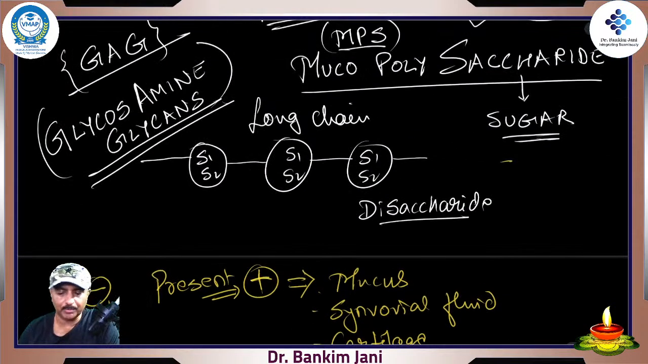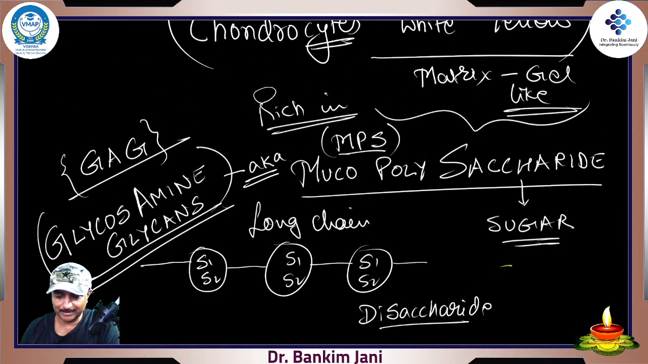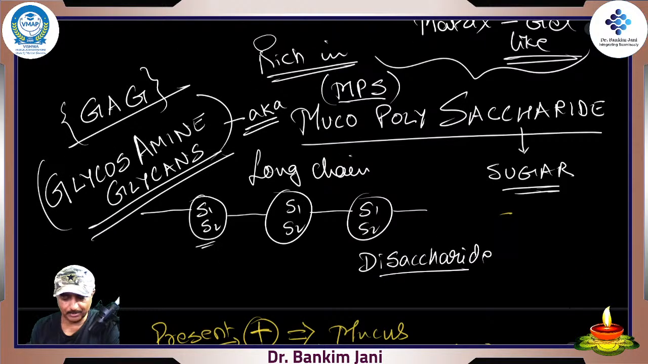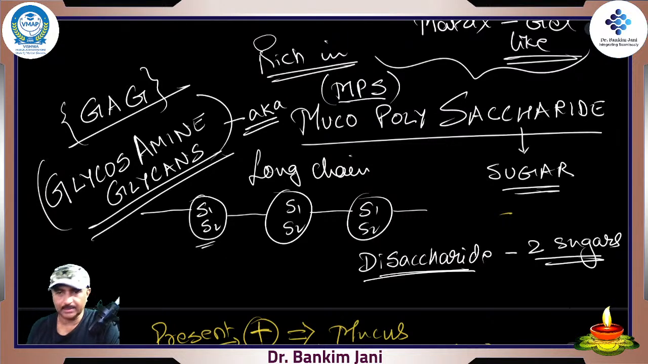GAG is nothing but another name of MPS, mucopolysaccharide. Glycosamine glycans is another name, also known as. That's it. Difficulties in understanding? Where is the problem? It should not be very difficult, because these are sugar couples holding their hands with each other, so simply long chains of disaccharide. Disaccharide means two sugars, and it forms a simple long chain. Technically, they both are the same, just a new name, another name. In a few books you'll find glycosamine glycans, somewhere you'll find mucopolysaccharide. Basically the same, nothing new.